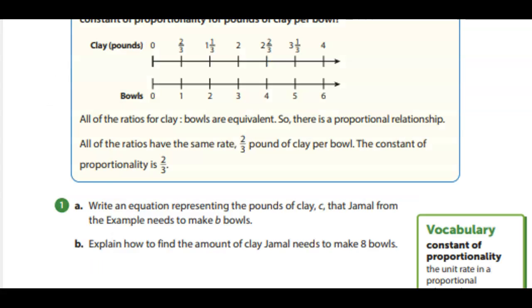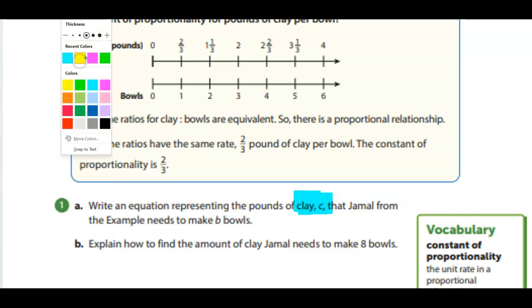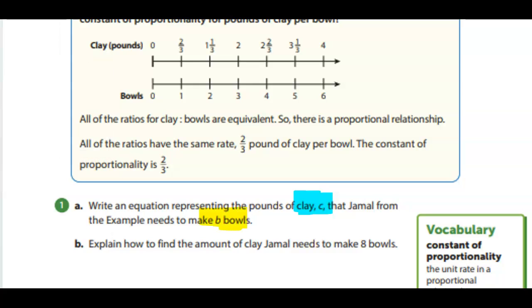Go to the page one more time to page 55. It says, write an equation to represent pounds of clay, C, first that Jamal needs from B bowls. Right, the order matters. So looking for, here we are, 2/3 to 1. So we've got our equation of C is equal to our constant of proportionality 2/3 multiplied by B bowls. And now it says explain how to find the amount of clay Jamal needs to make 8 bowls.